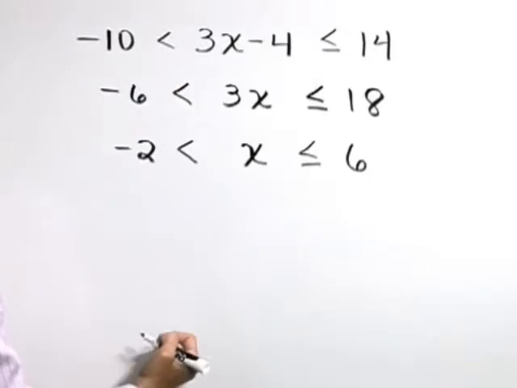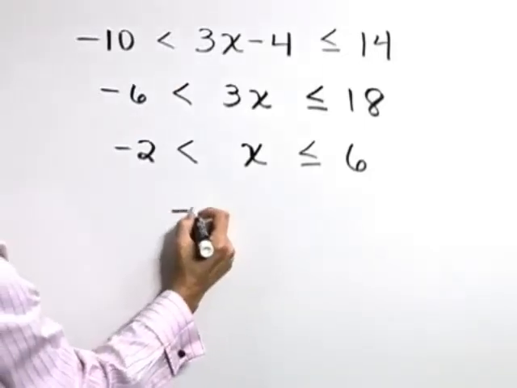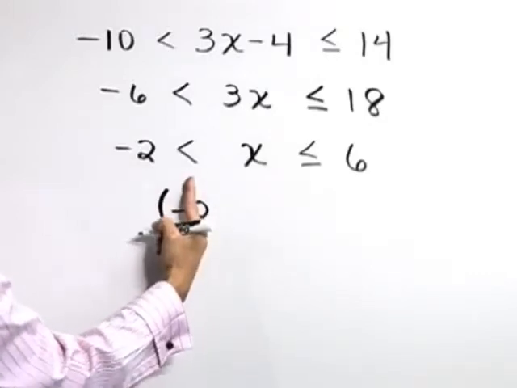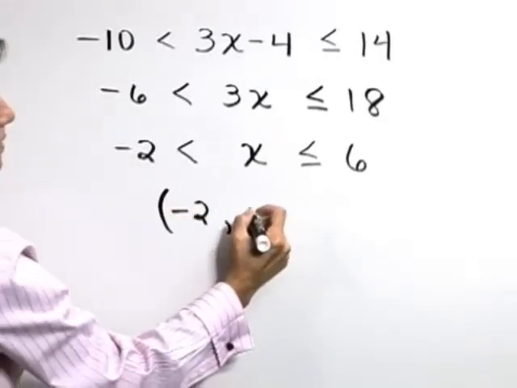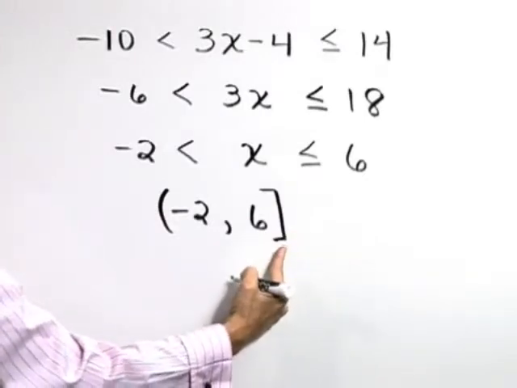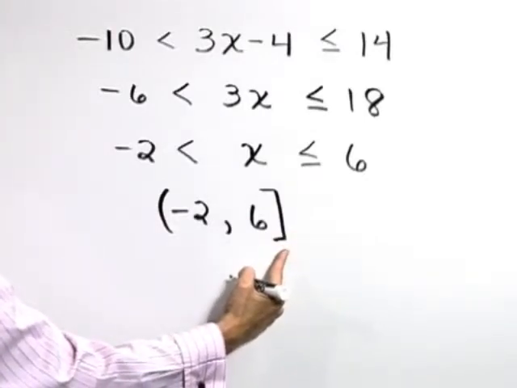6. In interval notation, then, we would write this as negative 2 with the parenthesis around it showing that it is not included, up to and including 6 with a bracket showing that the 6 is included.